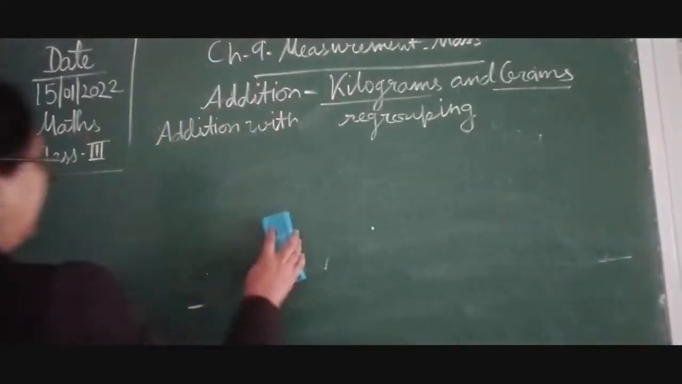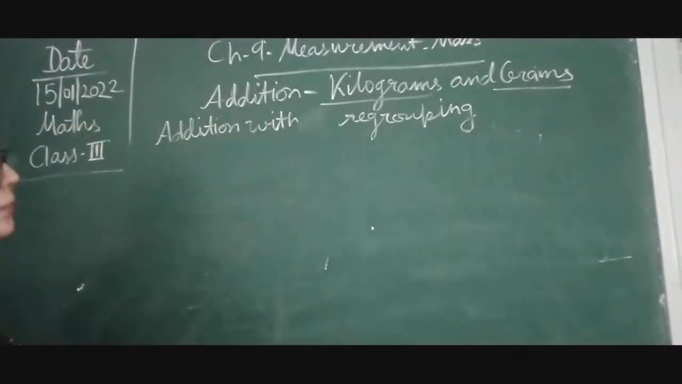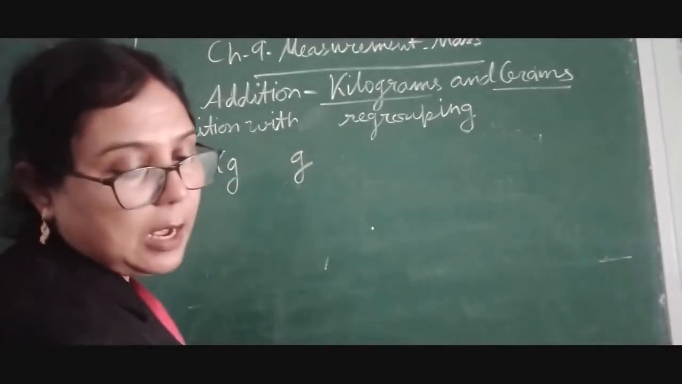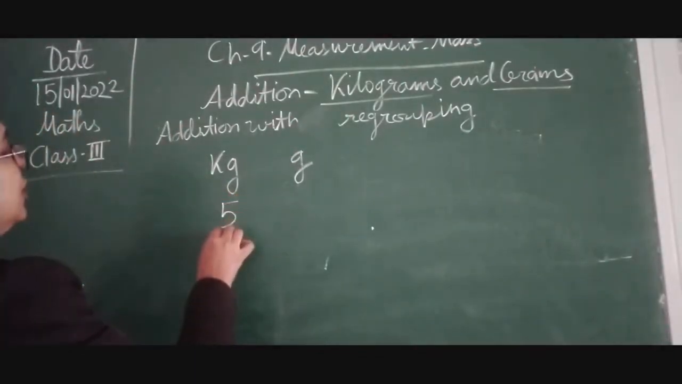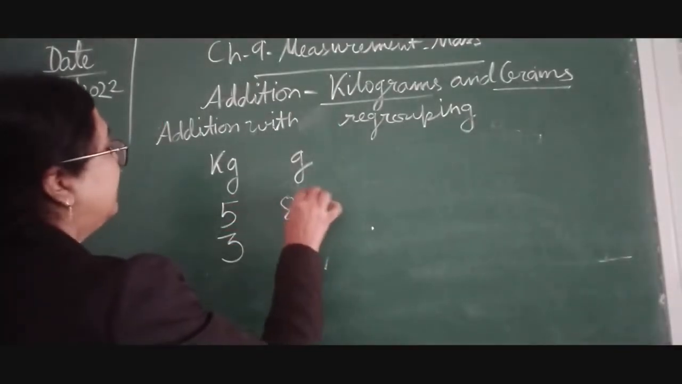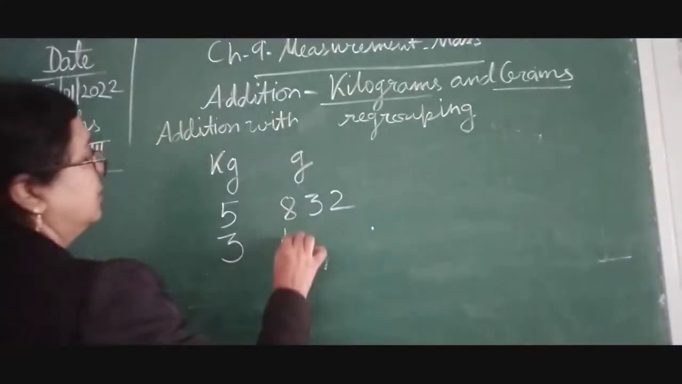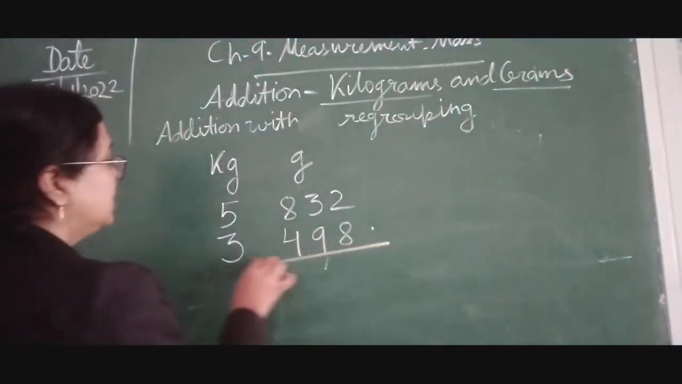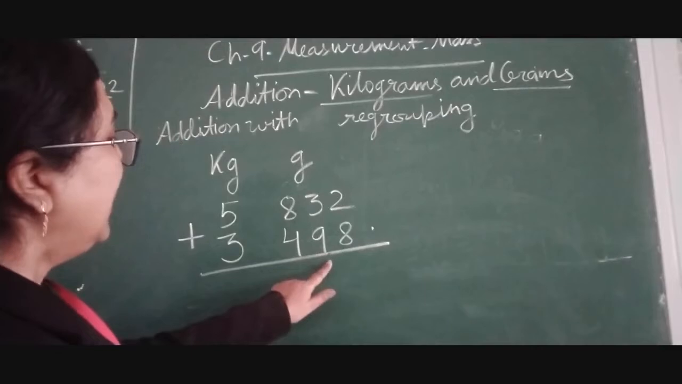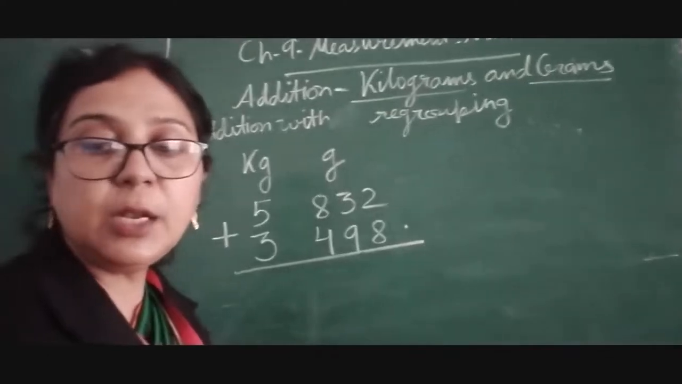So let's start doing addition with regrouping. I am going to give you one number, that is kg and gram. Okay, children. Now 5 kg and 3 kg. Now 832 grams and here 498 grams. Now children, we will add first. So this is addition with regrouping. It means we just carry over the numbers to the next number.